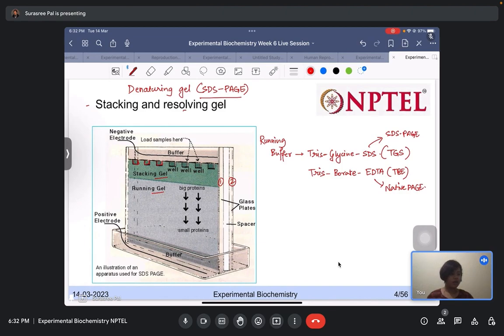Then this running buffer is poured in this gel tank, and there are two electrodes, the negative electrode and the positive electrode. Since the proteins will be negatively charged, they will all move towards the positive electrode. How they become negatively charged we will discuss. Their migration can be visualized after the gel running, when we stain the gel. So this is the overall gel apparatus.